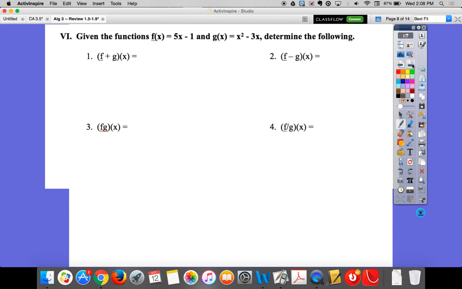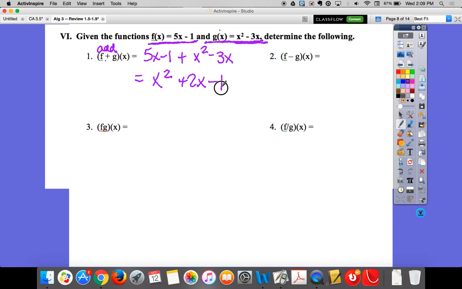Now, this seemed to rock some of your world whenever we went through it, so make sure that you're paying attention. This one is just saying add your two functions, so 5x minus 1 plus x squared minus 3x. Whatever I tell you in the instructions now, it'll be totally different functions come test time, so you have to look at it and see. That's all this says, is add them together. Put your like terms together. x squared plus 2x minus 1, typically descending order is best.